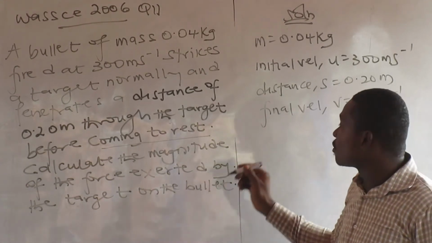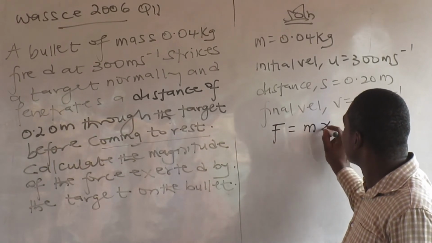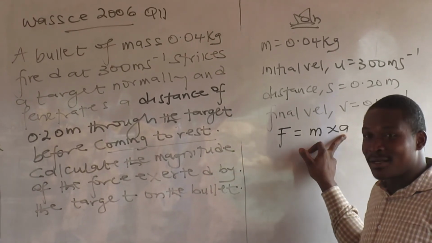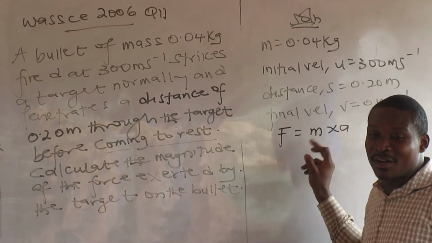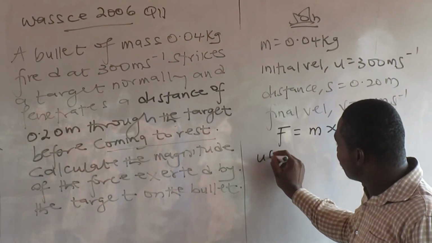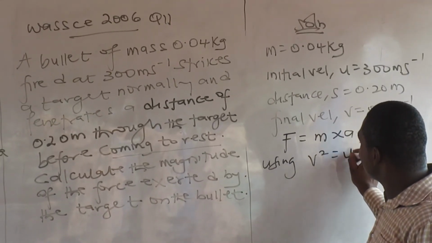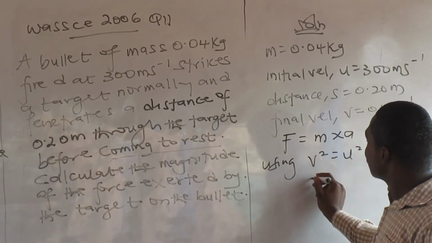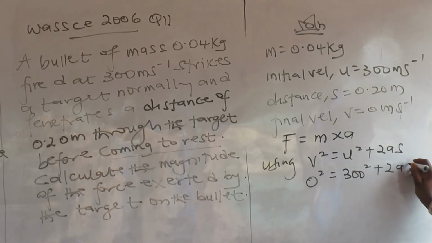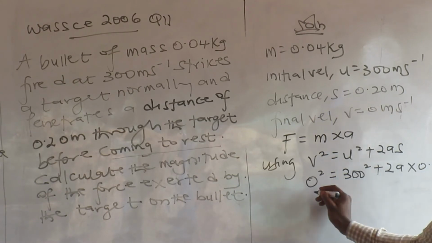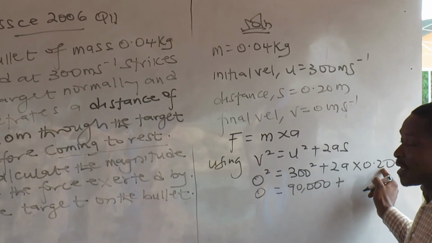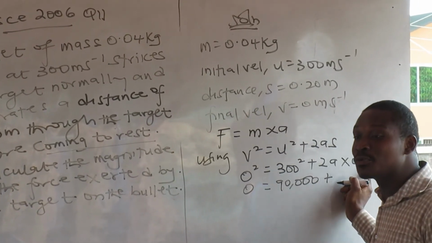The best thing for me to do is to quote the force formula. Agreed? In my force, I don't have my acceleration. So I go looking for the acceleration using the third equation of motion because there's no time here. Right? So using v squared equals u squared plus 2as. So this is 0 squared. This is 300 squared. 2, acceleration I don't know. The distance is 0.20. And this is 0. This is 90,000. And 2a, not 2a, 2 by 0.2.